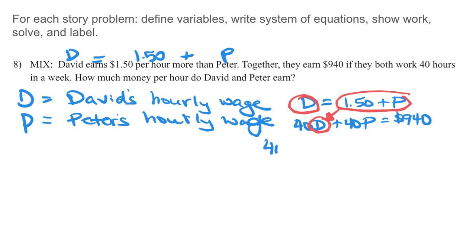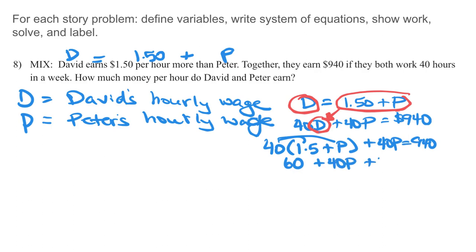Let's do that substitution. So that's going to be 40 times 1.50 plus P. And I'm going to use parentheses because D is being multiplied by 40. So this whole amount right here has to be multiplied by 40. So I need parentheses, plus 40P equals 940. And I'm going to do some distribution, which is 60 plus 40P plus 40P equals 940. So I'm going to combine like terms, and that's 80P altogether. And I still have the 60, and it's equal to 940.